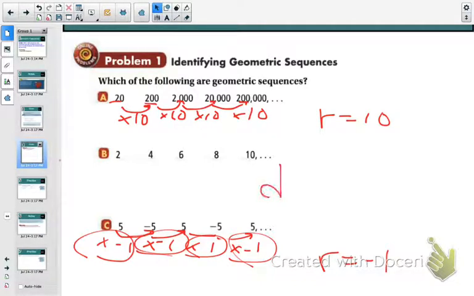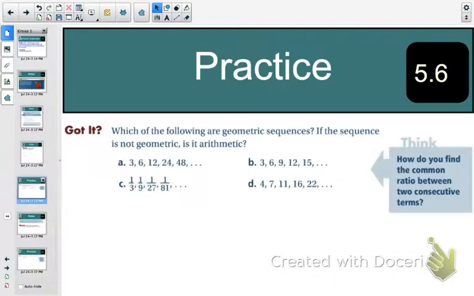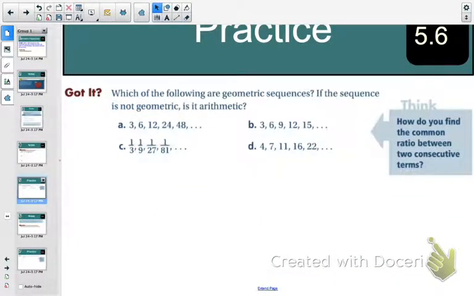This one would have a common difference because it's arithmetic, of +2, +2. Okay, next. Go ahead and try these ones, and then I will do them as well. Okay, pause this in 3, 2, 1, pause.